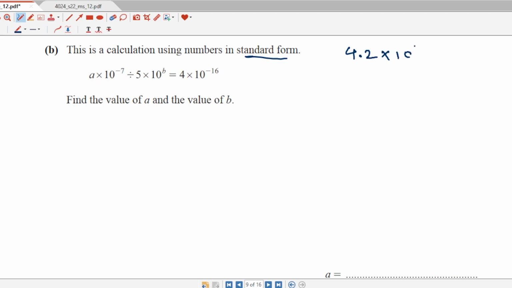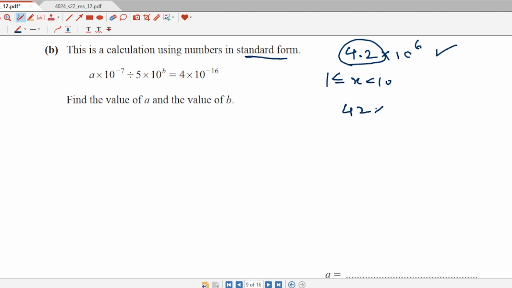For example, if I place a number 4.2 multiplied by 10 power 6, is this in standard form? Yes, this is standard form because the number over here must be a one digit number, between 1 and 10, but 10 is not included. So this number should be a one digit number, with one decimal place.